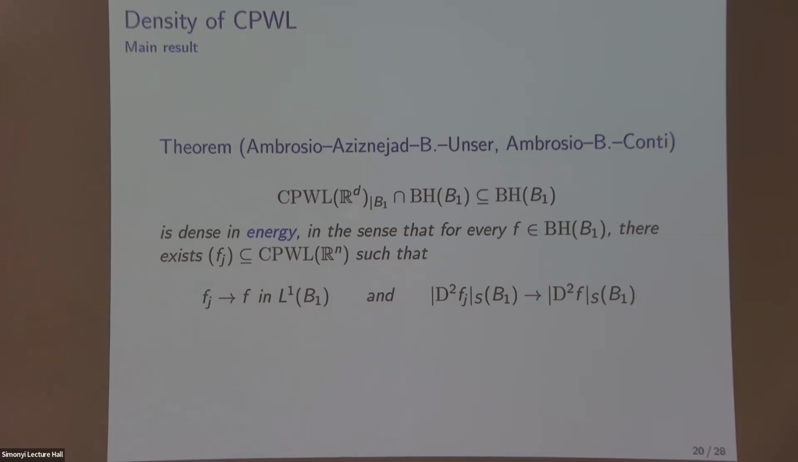Just one question. It comes to mind somewhat naturally that if you give me a function and you ask, please approximate it with CPWL, there's an easy way. I just take a triangulation fine enough. I sample at the vertices and I compute the affine interpolation. Is this working? No, it's not, because you are producing a second order total variation that is too big.